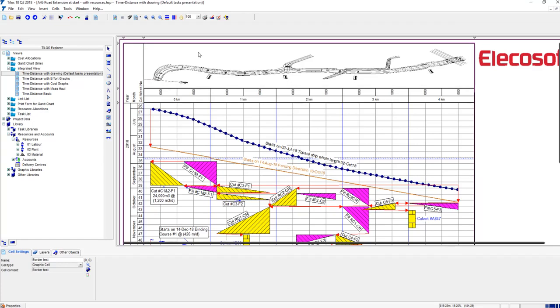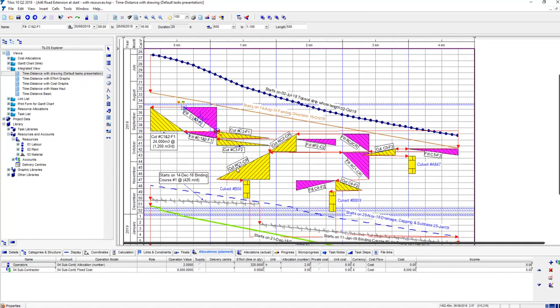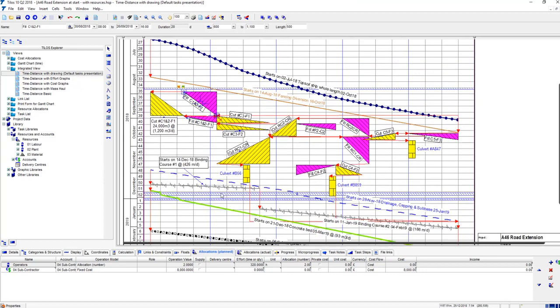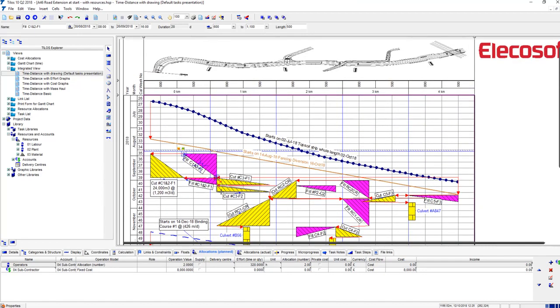So we've expanded our Tilos project to include a few more activities, all these cut and fills and different drainage and binding concrete. So we've got a detailed plan, a time plan, which is working for us. And now we're going to start to think about resources.